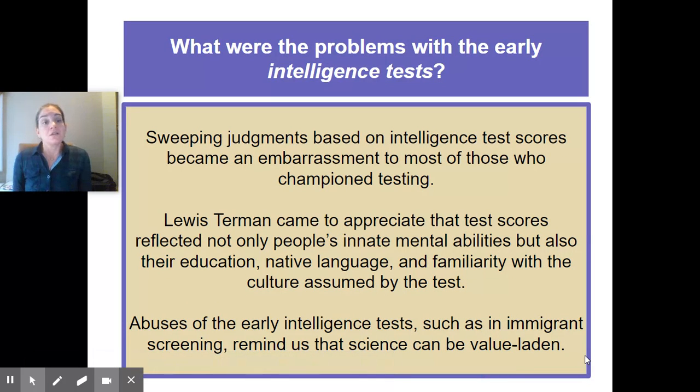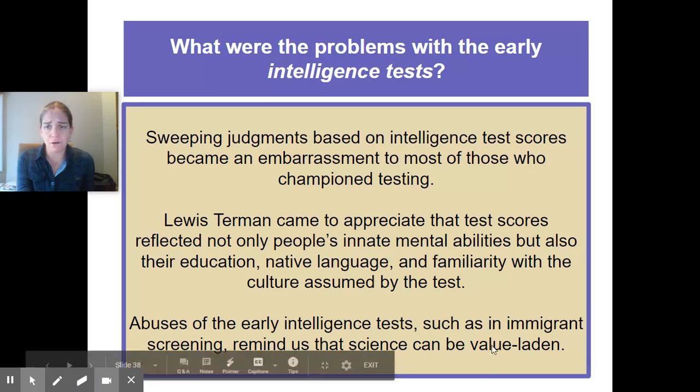Okay. So I kind of hinted at this, and your book talks about it in detail, but the early intelligence tests were flawed. They were going to label immigrants as dumb and unintelligent. Lewis Terman himself came to appreciate that mental abilities reflect not just inherent natural ability, but also your native language, your familiarity with the culture and the test, your education, and so forth.